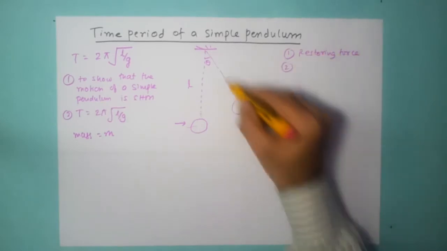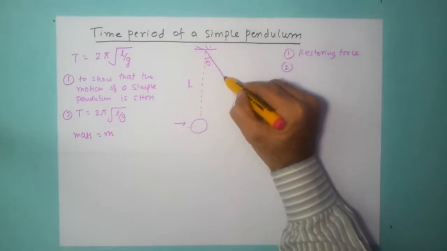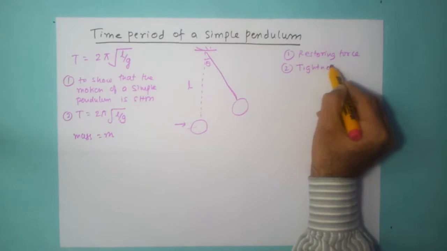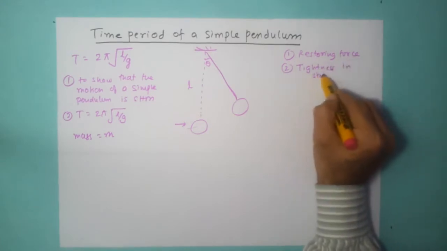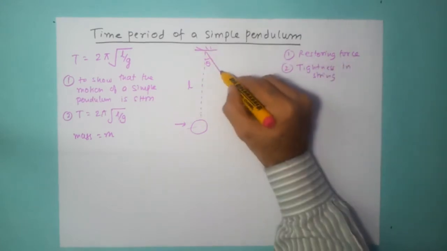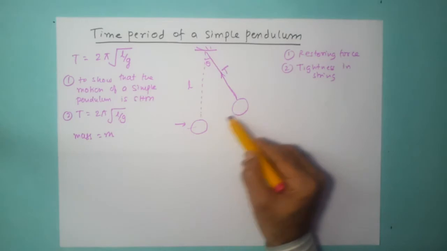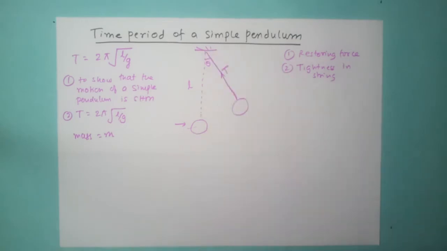The second thing observed is that this string is tight. So there's a tightness in the string. The string is not slacking, it is remaining tight. So there's some tension in the string. So these are the two forces which we are able to observe. One is the restoring force trying to get this pendulum back, and secondly the tightness in the string. How do these two forces come into play? I'm sure you have guessed.